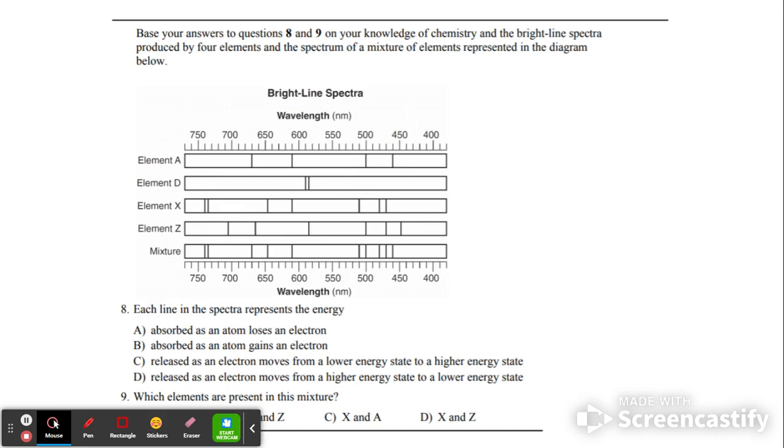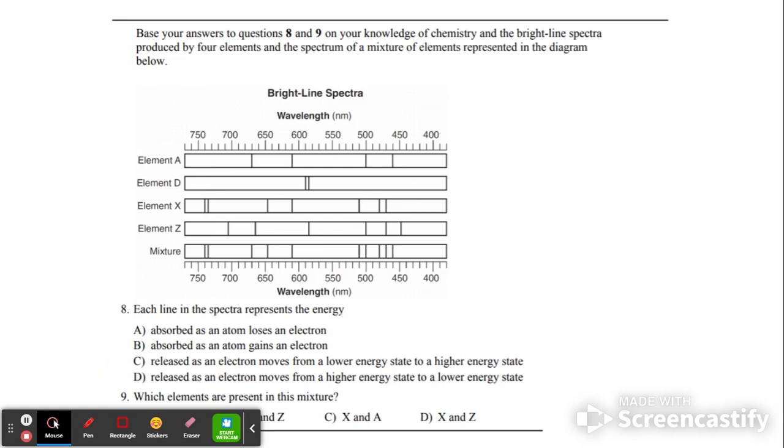Here are some assessment questions on this topic. Each line in the spectra represents the energy. Well, energy is emitted via photon emission, so thus energy is being released. So that leaves us with choices C and D. And energy is released when an electron moves from a higher energy state to a lower energy state. So the answer for question 8 is D.